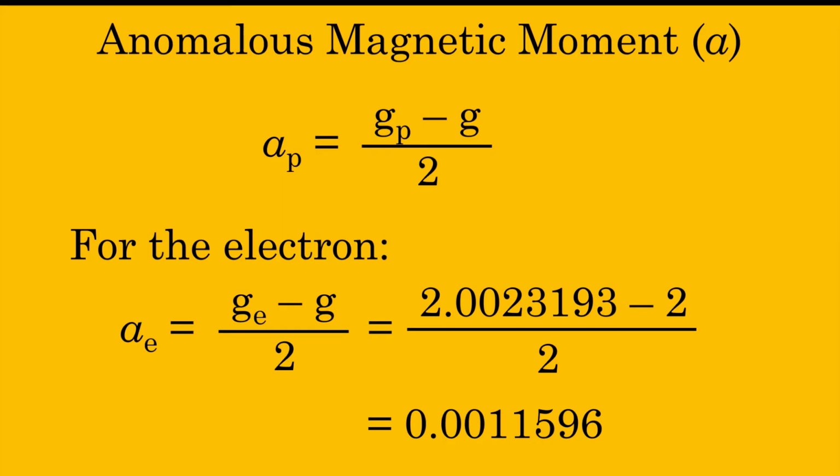The difference, called the anomalous magnetic moment, A, is 1/2 the difference of a particle's G factor and the Dirac G factor of 2. The electron G factor is G_e equals 2.0023193. Therefore, its anomalous magnetic moment, A_e, is 0.0011596. This A_e is the piece needed to determine the structure of the free electron.